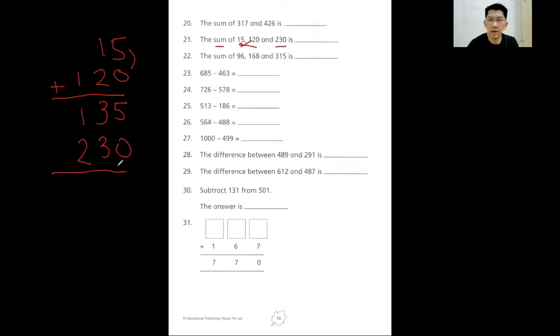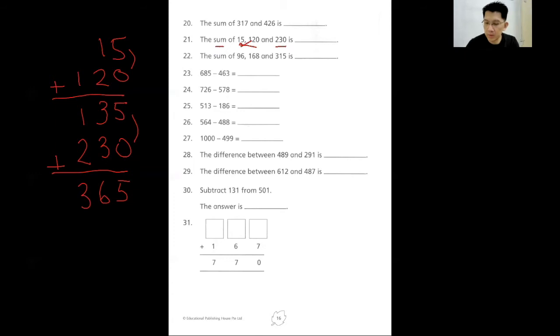Okay, and then draw a line, and then addition. Okay, 5 plus 0, that is 5. 3 plus 3, that is 6. And 1 plus 2, that is 3. Okay, so that is the answer.